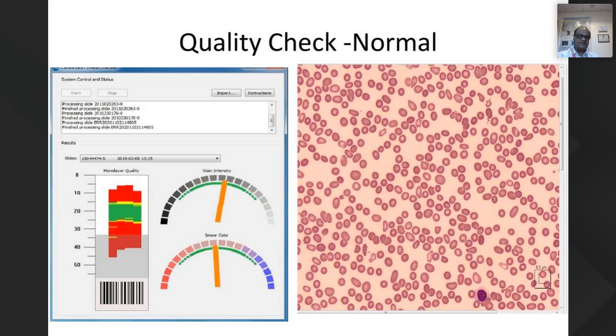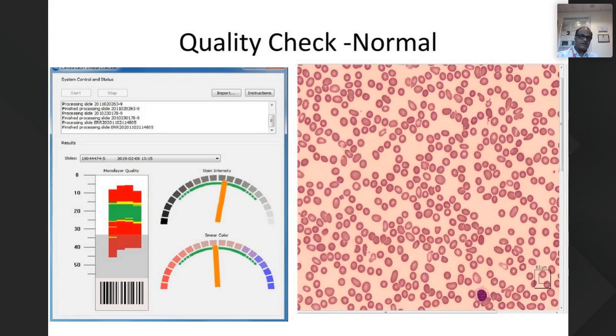So the first thing is quality. I was talking about how it brings in some quality and standardization. I have put a slide here with the smear on the right-hand side, and the left-hand side is from the CellaVision for the quality check itself. You can see two meters over here.